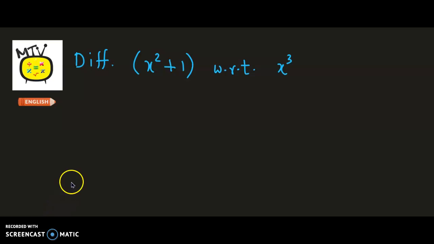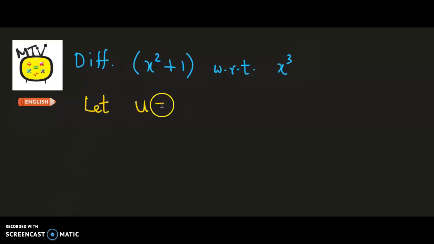Hello and welcome back. We now discuss an example from derivatives. The question is: differentiate x squared plus 1 with respect to x cube. So let us assign the names u and v to these functions.